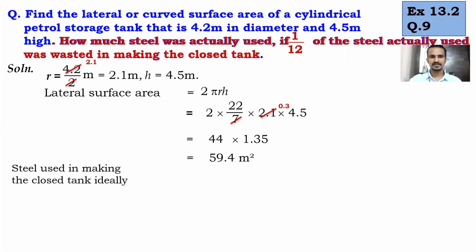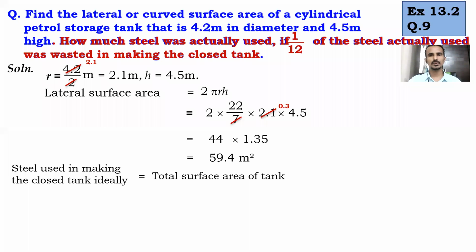So understand this. Steel used in making the closed tank ideally. When we say ideally, what is the meaning of ideally? Ideally means without wastage. So we are first calculating the steel used in the actual cylinder, not considering the wastage. We are just finding the steel required to make the cylinder ideally without any wastage. So the steel used in making the closed tank ideally will be the same as its total surface area. We'll first find the total surface area, and then we will calculate how much is the wastage.